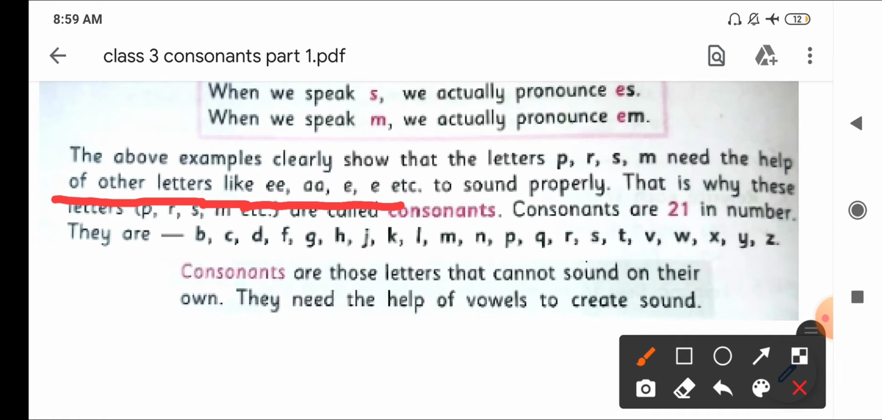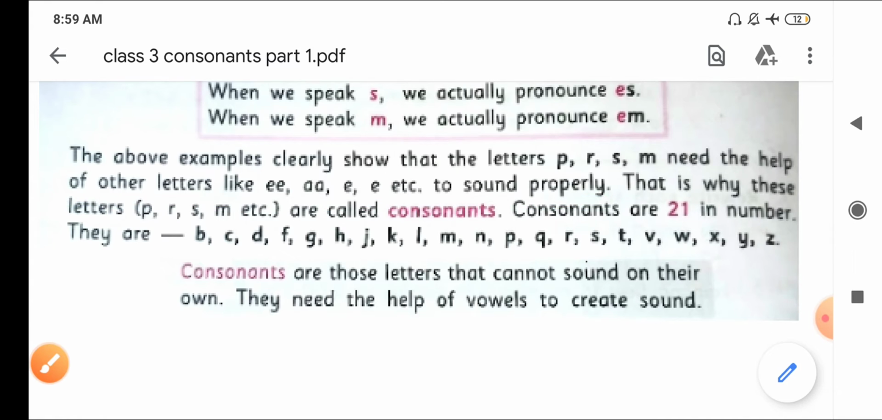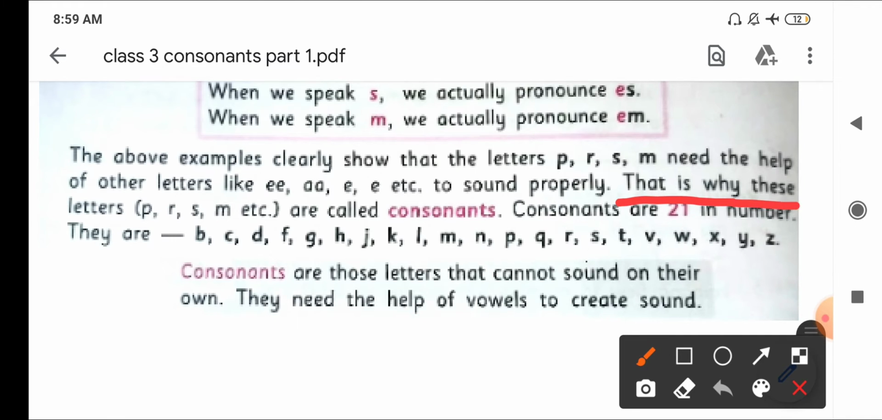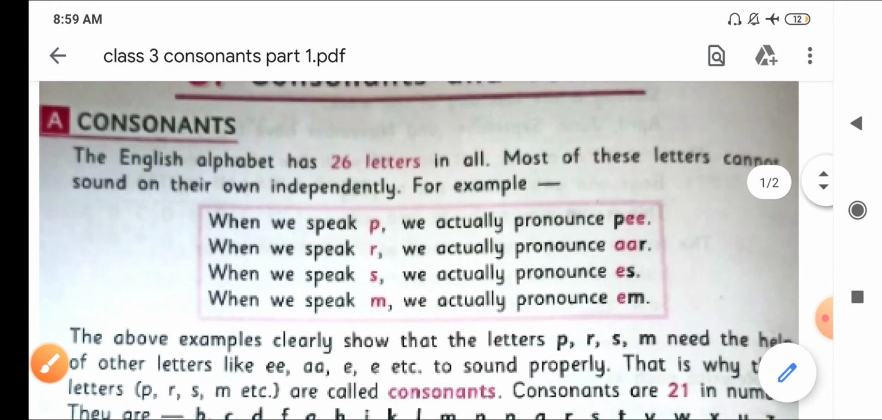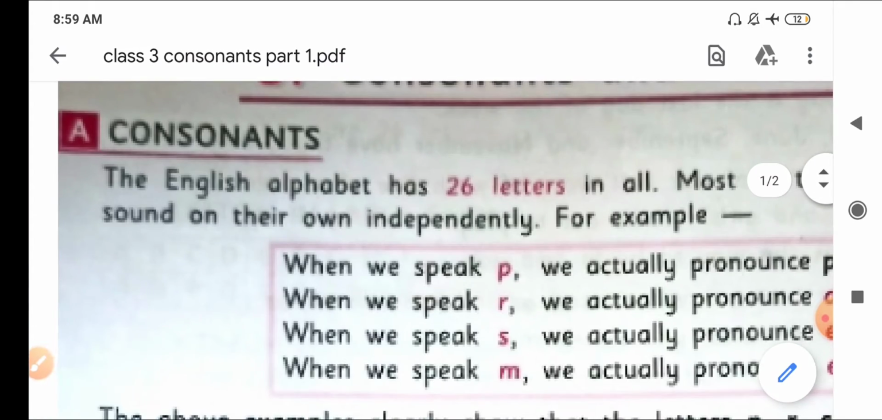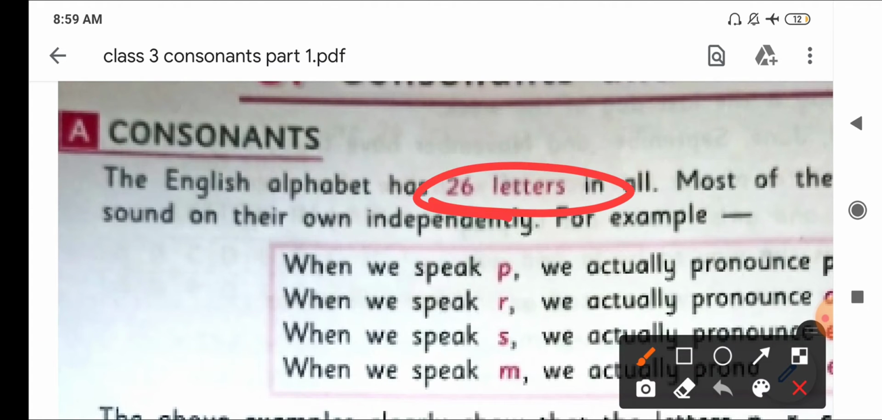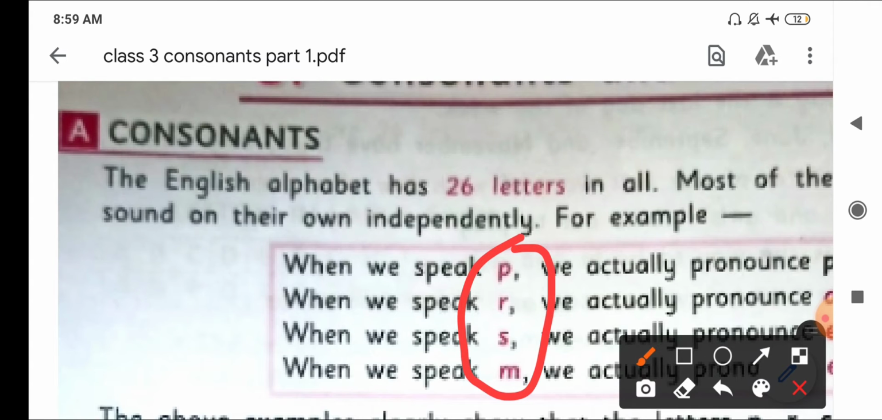So that they could sound properly. That is why these letters, P, R, S, M, etc., are called consonants. These are some examples of consonants. We have already seen there are 26 letters in the English alphabet, isn't it? There are 26 letters, and here we have some examples.